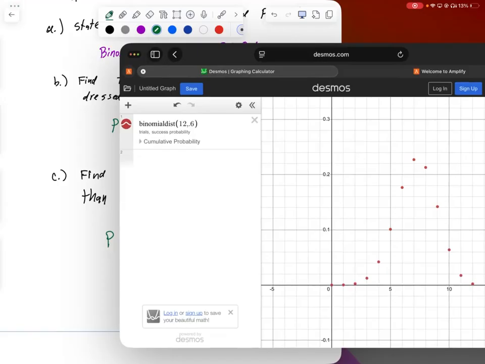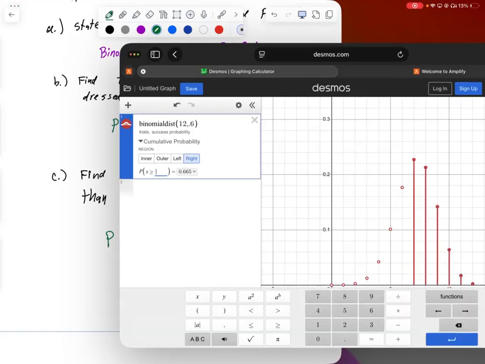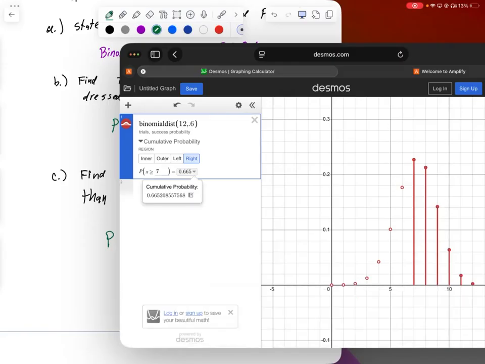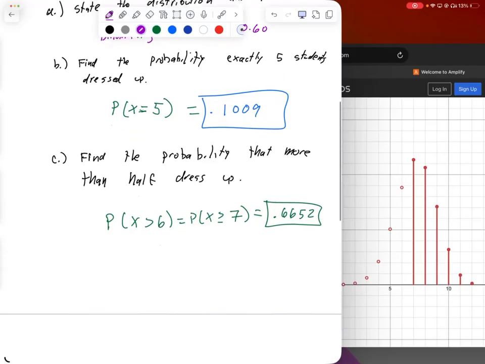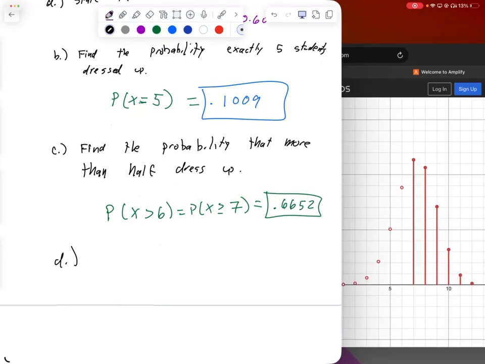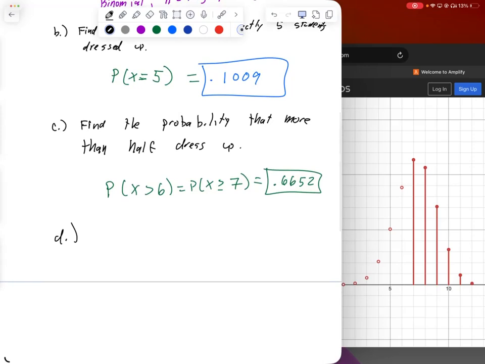So I'm going to go to my cumulative probability. I'm going to change it to right and more than 7. It's already right there, 7. And there's my answer. Now, of course, I click that little button down just to make sure. 0.6652 is the answer. Now, you did these ones, but I want to do an example of the other two. Let's find the probability. We're going to do 2 more problems and we're done.